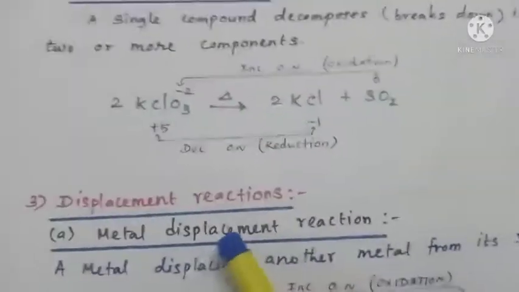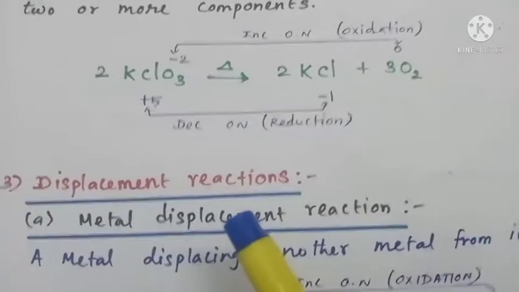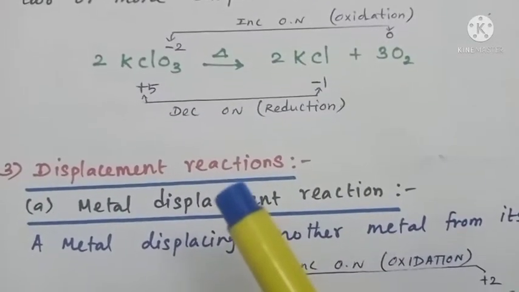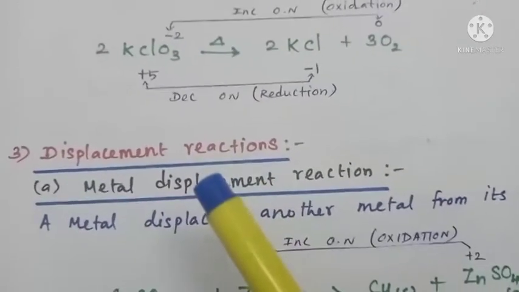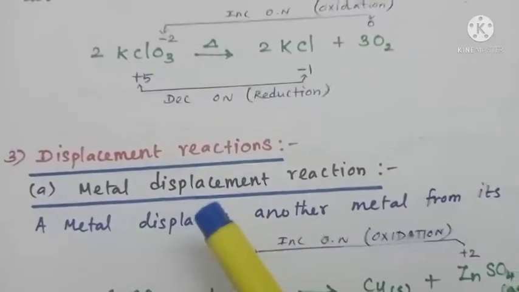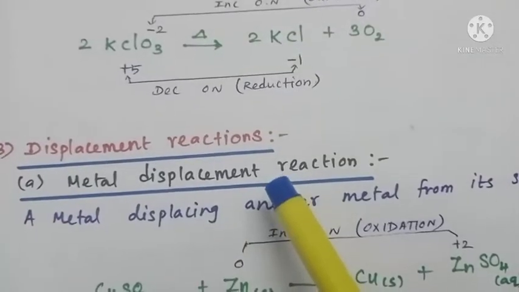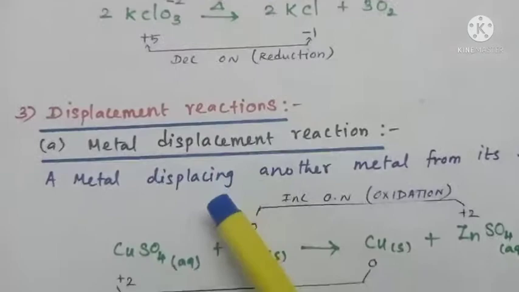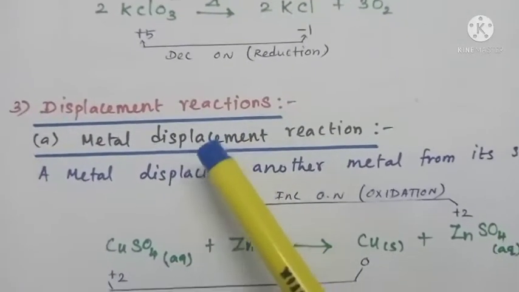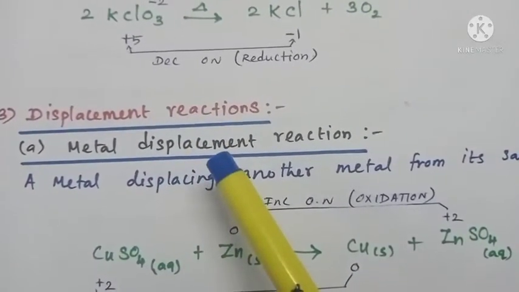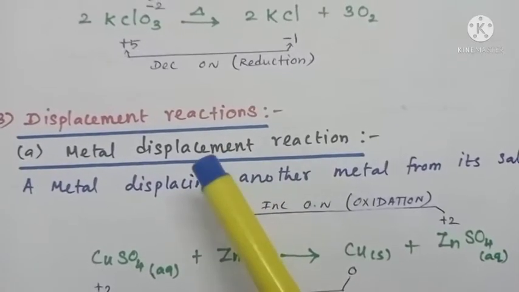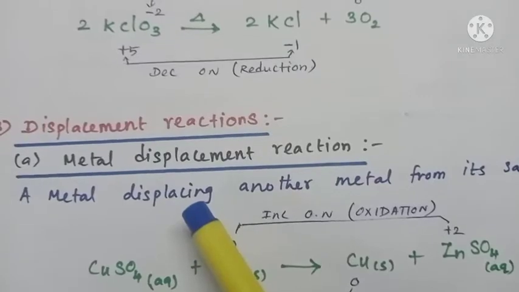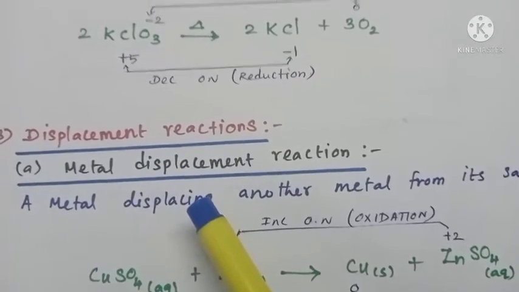Then the third type, displacement reactions. Some displacement reactions also follow the redox type. In displacement there are two different categories: one is metal displacement reaction, another is non-metal displacement reaction. So what is the difference between metal displacement and non-metal displacement? In a metal displacement reaction, a metal displaces another metal from its salt solution. Whereas in the second category, the non-metal displacement reaction, a metal will displace a non-metal.